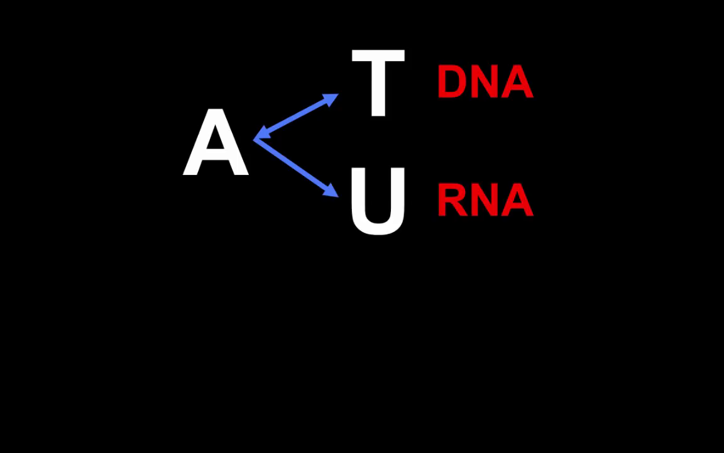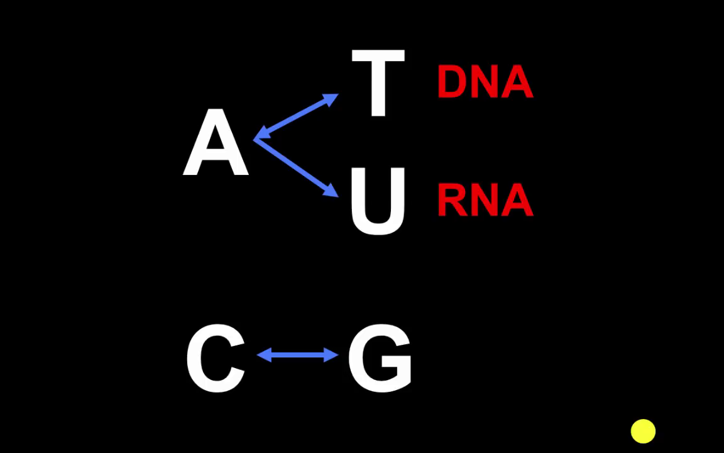Also remember, A is going to go to T if we're talking about DNA, and U if we're talking about RNA, and C is going to go to G regardless.